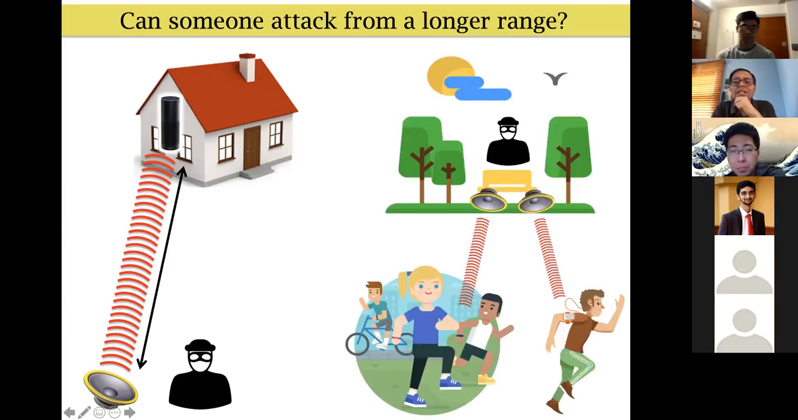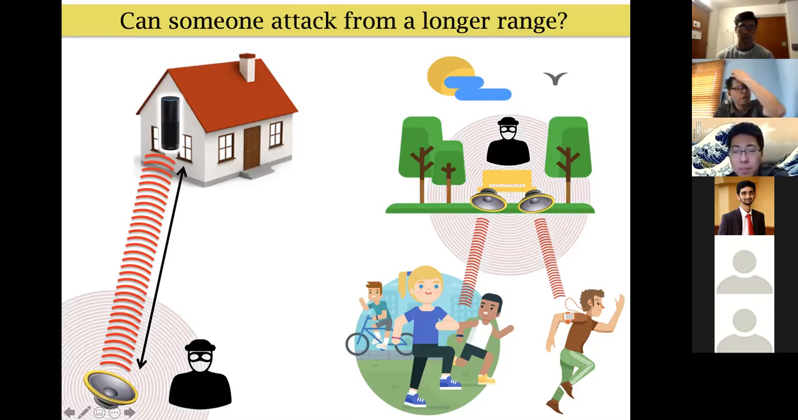Or maybe someone sits at a park where people are walking, jogging, playing, and people's microphones are on their watches or on their phones. All of them are on by default these days. And the person launches an attack: please transfer this much money to this account, or please buy this. I don't know what. Or please download and install this app, which might be malware that the attacker wants to install on people's devices. So this is the attack that we want to create.